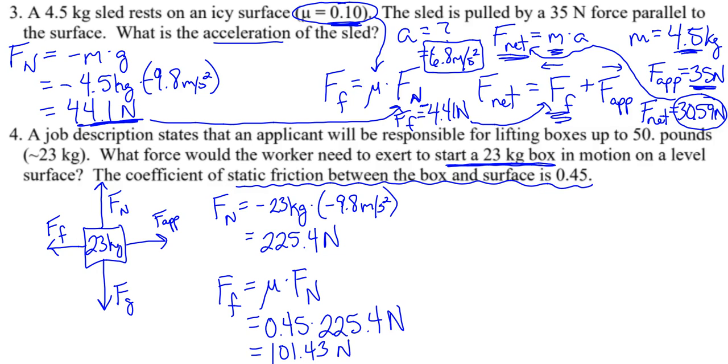Okay, which means that our applied force, because remember, all we want to do is get it started. It says, what's the force needed to get it started? What force would the worker need to exert to start it in motion? Well, it needs to be anything greater than the 101.43. So the applied force must be greater than 101.43 newtons. Anything greater than 101.43 newtons will get that box started.